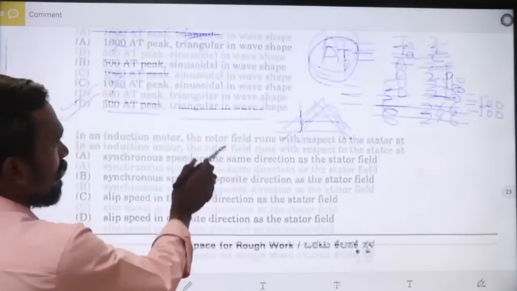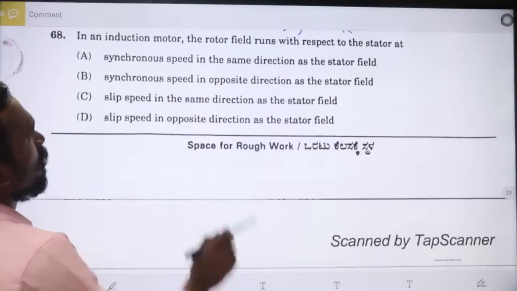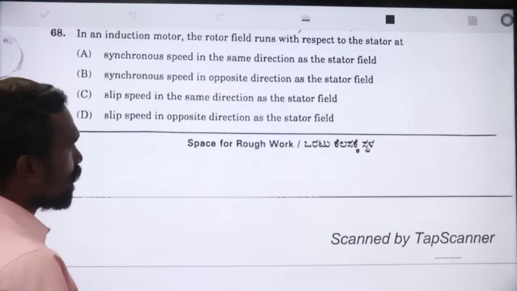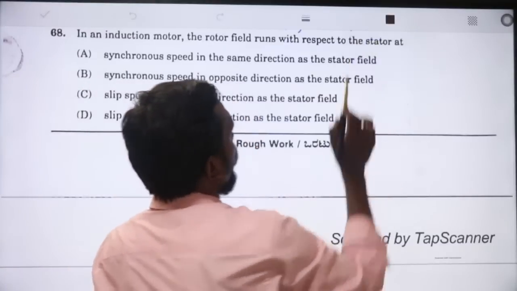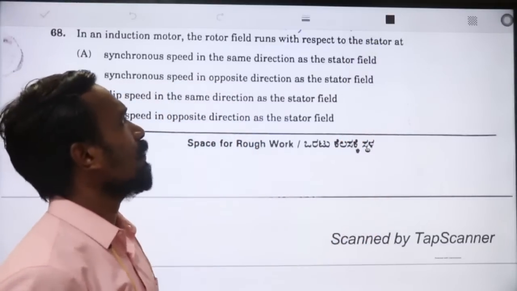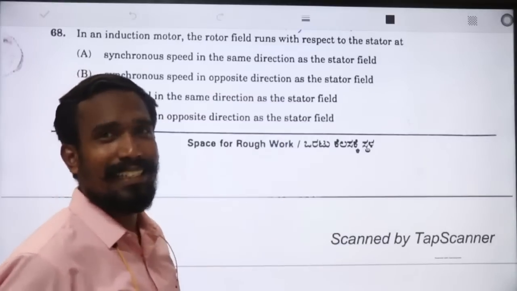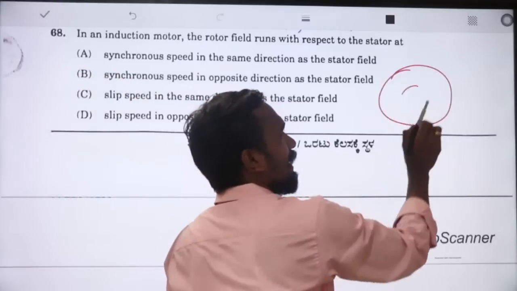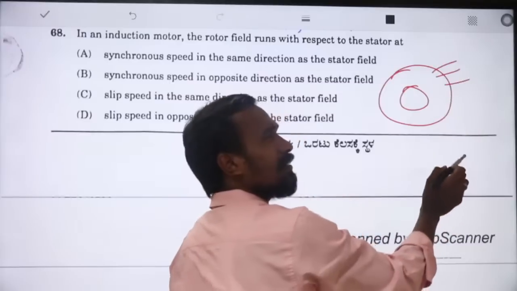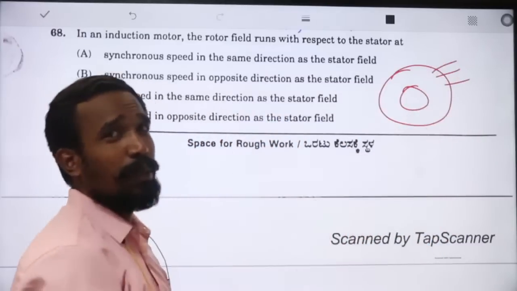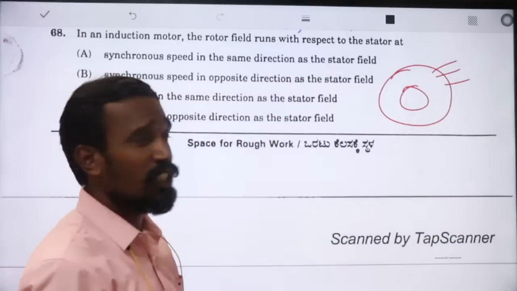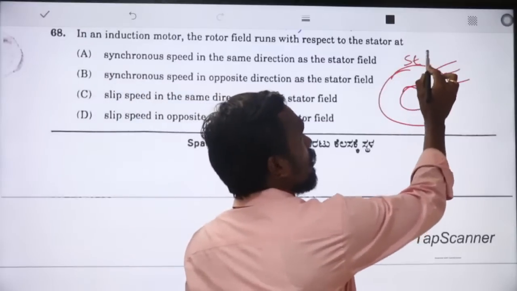Yes, sir. Next, the induction motor. The rotor field with respect to the stator field. I gave you a diagram. When a three-phase AC supply is given, the stator magnetic field will be produced, which rotates in clockwise direction. But the stator itself is at zero speed.